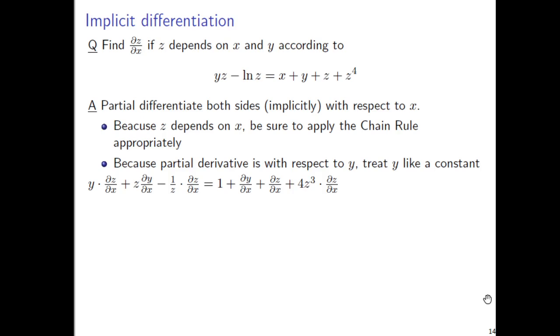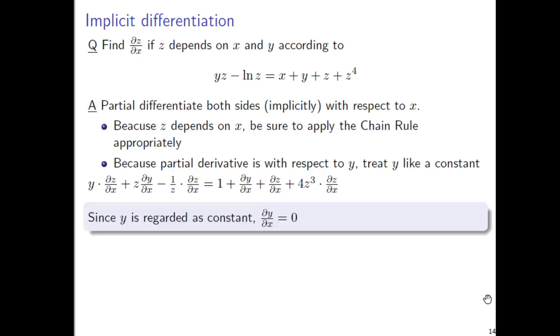We were asked to find dz over dx, so let's get all of the terms. Actually, now we can make mention of this, right? Since y is regarded as constant, dy over dx equals 0. And so let's replace all the dy over dx's with 0. That's right. Okay, I remember now.